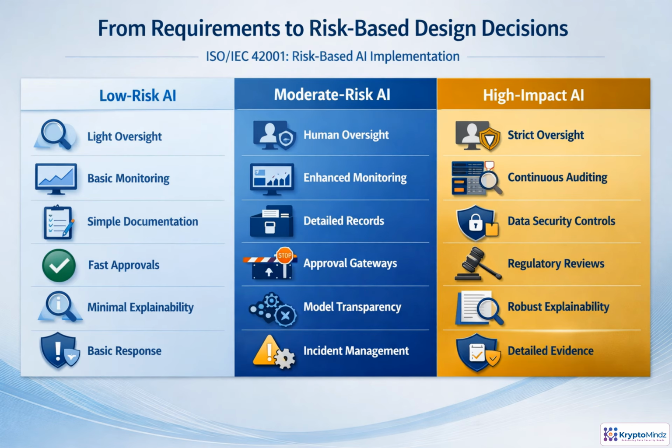ISO IEC 42001 does not require the same governance model for every AI system. Control intensity should increase with impact, uncertainty, data sensitivity, and legal obligation. A low-risk internal recommender may need light monitoring and simple records. A healthcare decision support model needs stricter oversight, auditing, security, explainability, and evidence. The architect's role is to translate risk into practical design choices, balancing speed, cost, innovation, and accountability.